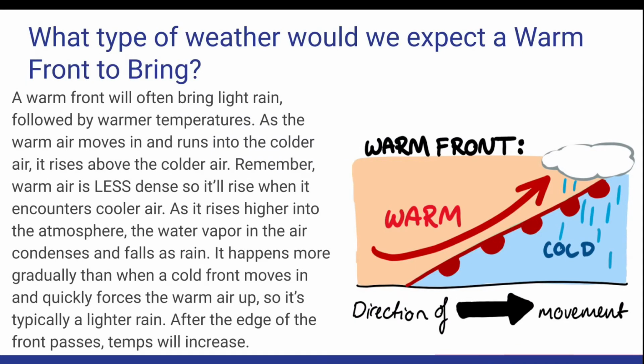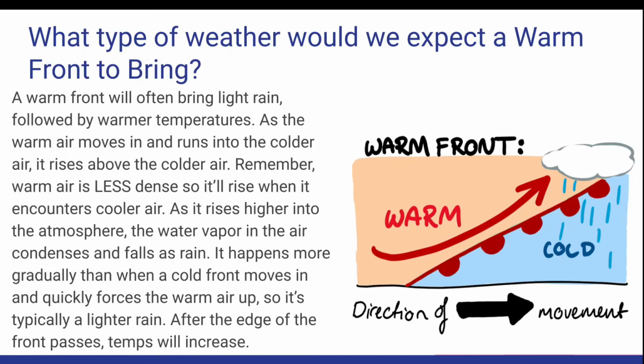All right, next let's review what kind of weather we'd get with a warm front. So you might remember from last week we said that it will often bring light rain, and then that'll be followed by some warmer temperatures. So along the front edge of that warm front, you'll get some rainfall. The reason for that is that as that warm front moves in, it encounters colder air that was already in that area. And as we know, that warm air is less dense, and that causes it to rise.